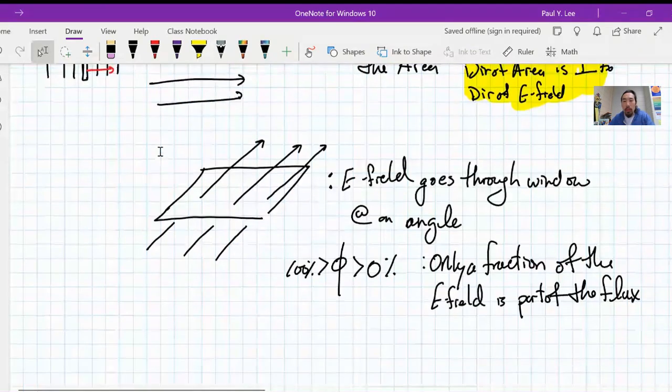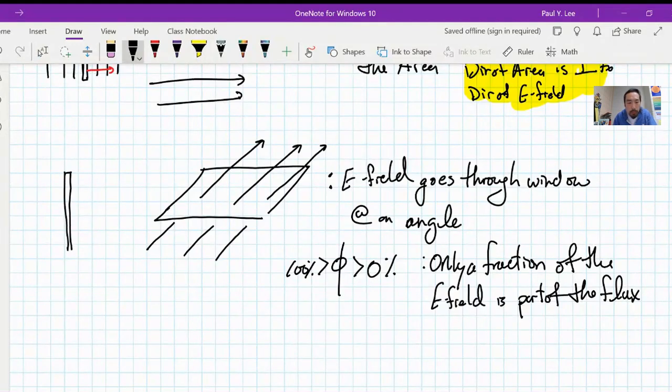So let's go into this component. If we were to draw a side view of this situation, we will draw the E field going at an angle like so. I'm not going to draw too many because I'm going to add to this picture. Those are my E fields, and we know that the direction of the area is perpendicular here. So we know that the parallel component is the only thing that matters.